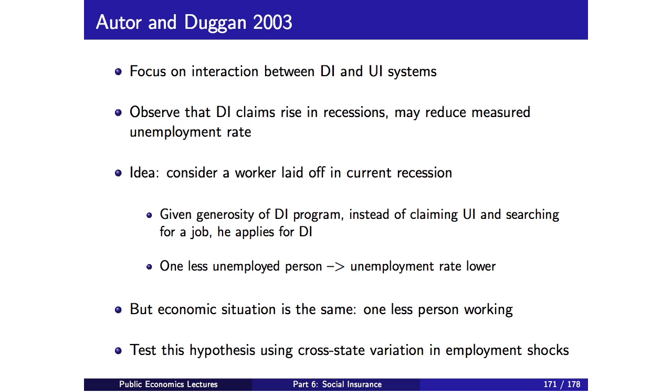The paper by Autor and Duggan on DI highlights that nicely by focusing on the interaction between DI and UI. They observed that DI claims rise in recessions, and they point out that that might reduce the measured unemployment rate and make you think the economy is healthier than it actually is. So here's the idea. Let me just describe this and then we can wrap up.